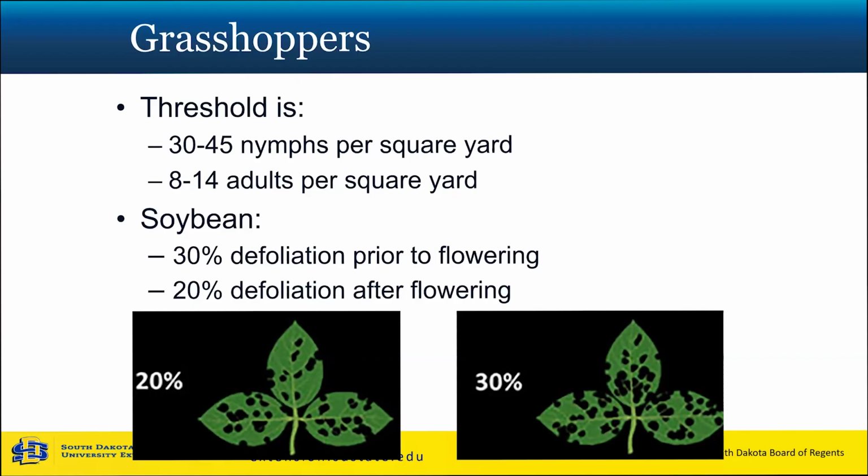Soybean in general, though, does have a defoliation threshold. It's 30% defoliation prior to flowering, and you might think 30% isn't a lot, but if you look at the picture there on the right, it looks way worse than it is, right? That or 20% defoliation after flowering. Reach either of those with grasshoppers or any defoliator, you want to think about chemical management.